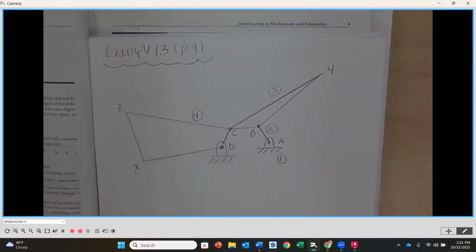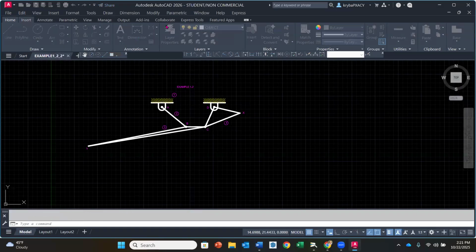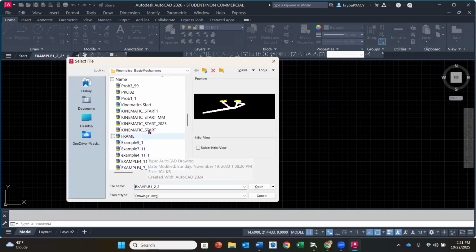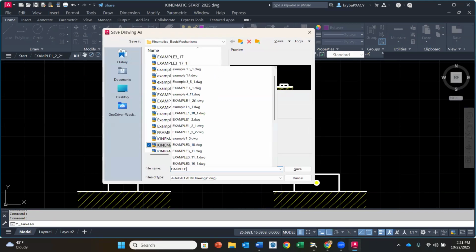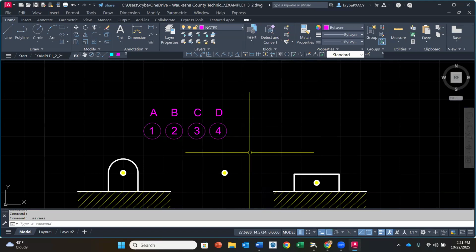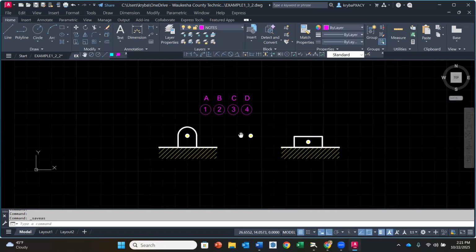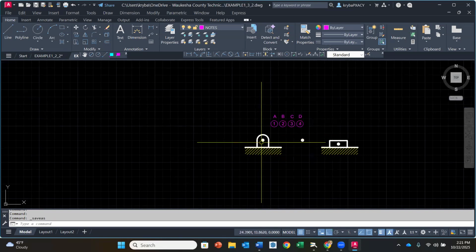Okay. So I'm going to switch over to AutoCAD and do an open. I'm going to navigate to my kinematic start file that I just created, and I'm going to rename it right away. So I'm going to do a file save as, and this is going to be example 1_3, so just example 1.3 some way, somehow. And then I am going to use these elements to create the diagram that we just sketched.